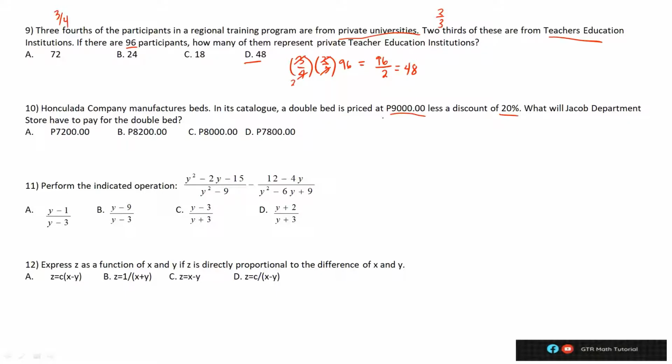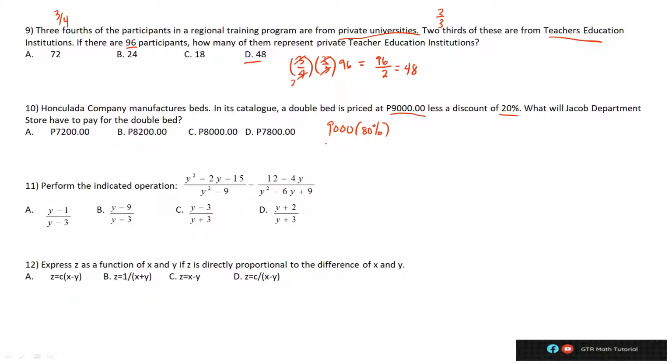So dalawa yung technique eh. Pwedeng 9,000 minus 20% of 9,000 or pwede rin naman yung isa, 9,000 times pag wala kasing discount, 100%. Di ba? So kung may less na 20%, pwedeng isubtract na lang natin yung 20% sa 100%. So pwede rin yung ganung solution. So magiging ano na lang siya, 9,000. So may discount na 20%. So from 100%, babawasan nyo ng 20. So magiging 9,000 times 80% na lang siya. So yun yung isa pang technique or yung isa pwede rin.